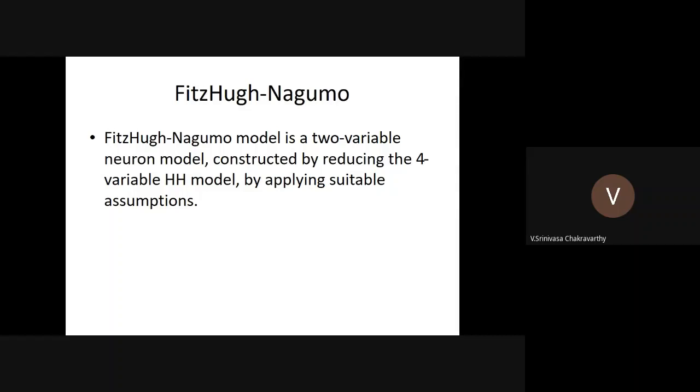And what is the advantage of a two-variable model? You can analyze it on the phase plane. You can apply all your phase plane techniques and analyze what is going on. You can find out, for example, for what current it oscillates.